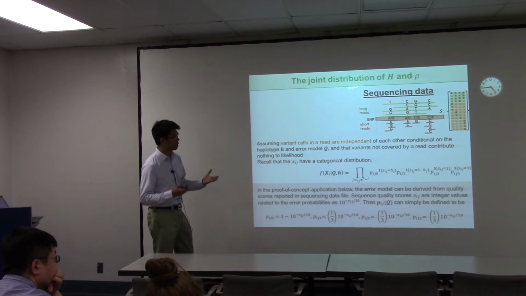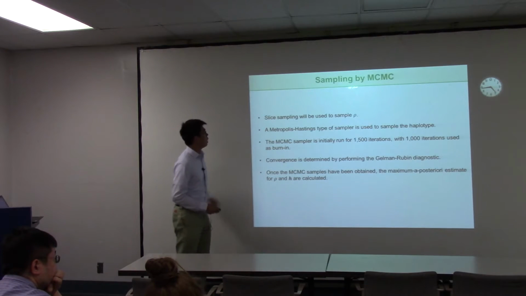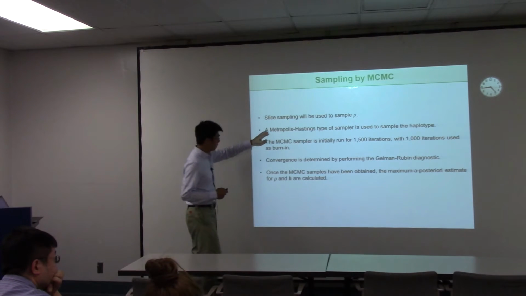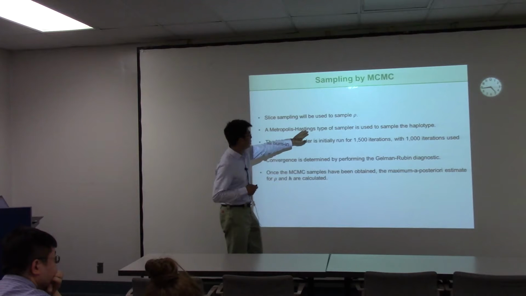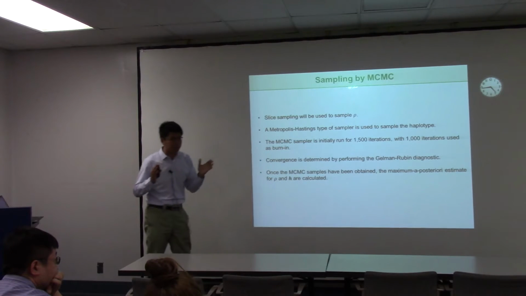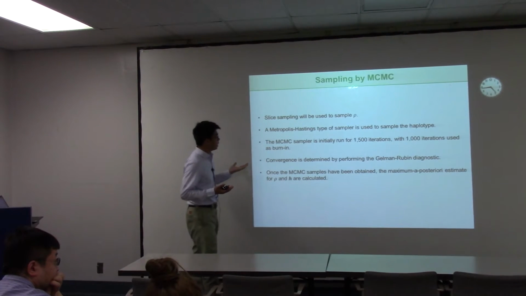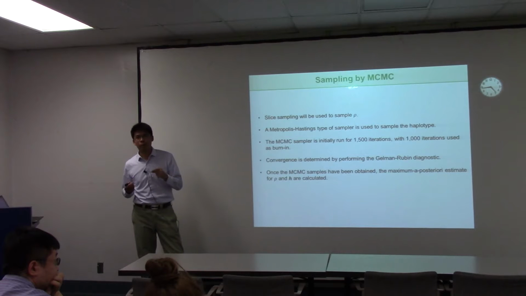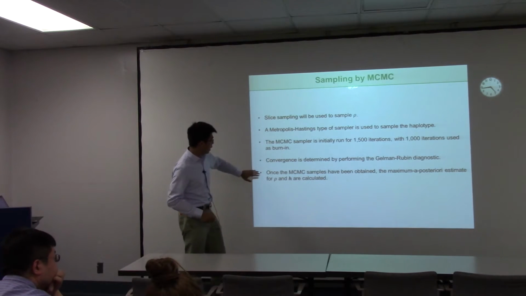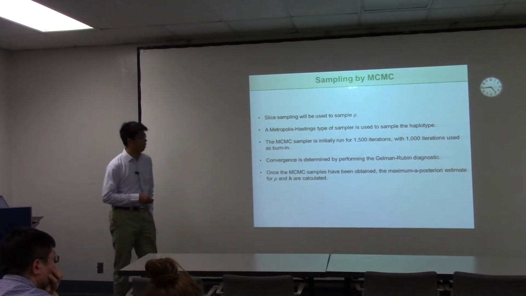That means you can draw samples from this likelihood, I mean the posterior distribution. We use slice sampling for rho and the typical Metropolis-Hastings sampler for the haplotype. We run 1,500 iterations with the first 1,000 iterations as the burn-in. If convergence is not reached, then we run another 500 iterations at a time until convergence is reached. Then you have the MCMC samples, and you can find the most likely H or rho here.